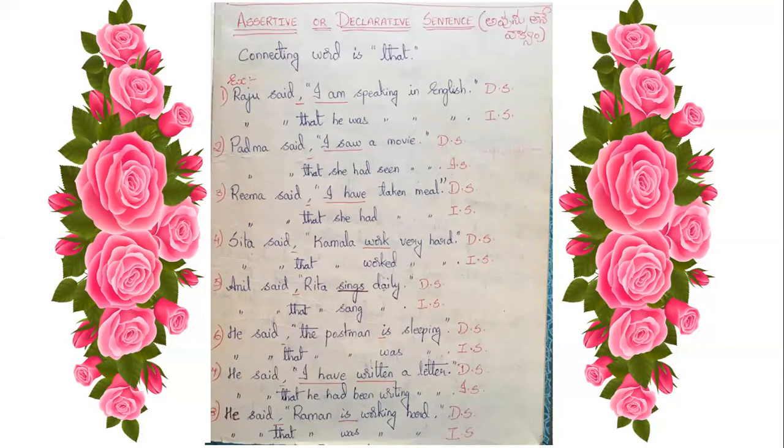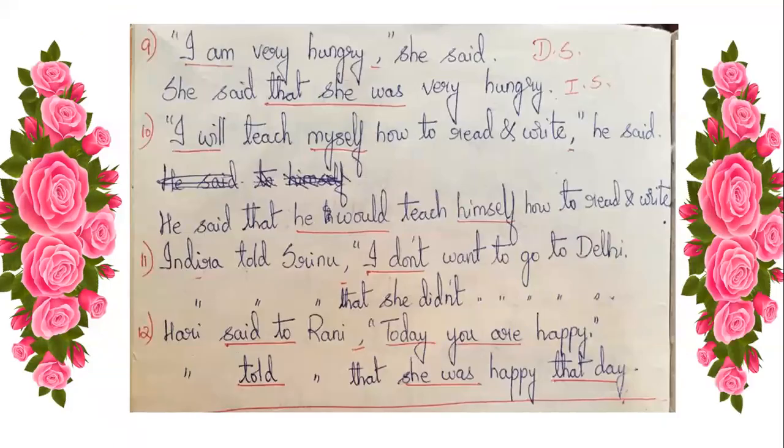He said, I have written a letter. He said that he had been writing a letter. He said, Raman is working very hard. He said that Raman was working very hard. Look, some more examples, children. I am very hungry, she said.